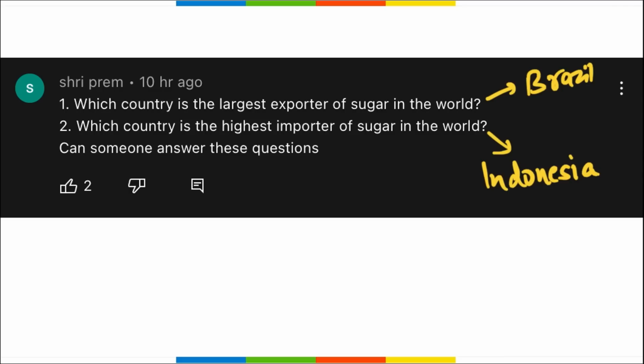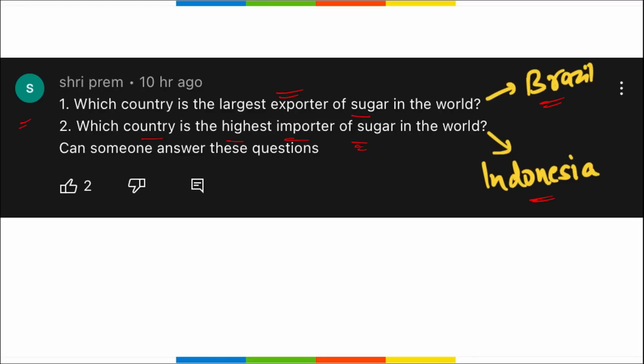If you have any queries or questions, you can just comment below and we'll try to resolve it. A question was recently asked by Shri Prem: which country is the largest exporter of sugar in the world and which country is the highest importer of sugar in the world? The largest exporter of sugar in the world is Brazil. And the highest importer of sugar in the world is Indonesia. So these are your two answers.